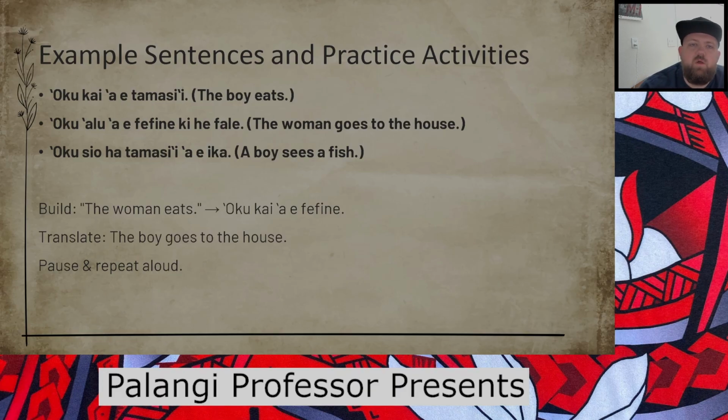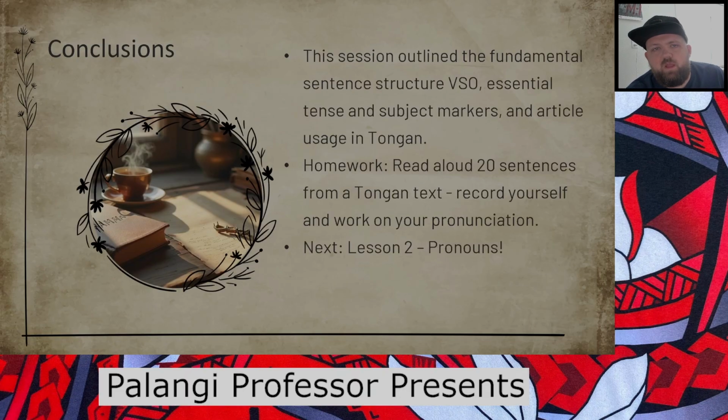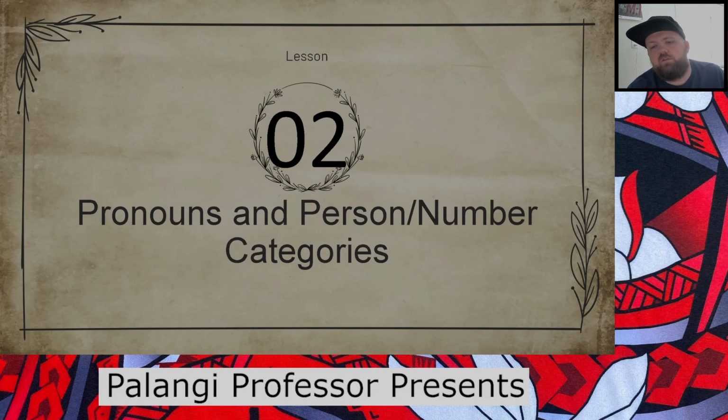Okay, so on this page, okusio hatamasiya ika. We haven't gone over it yet, but it should say okusio e hatamasiya ika. There needs to be a focus marker for a transitive sentence before the ha. So I just wanted to correct that. Sorry about that mistake. And we'll go ahead and get started here on lesson number 2.